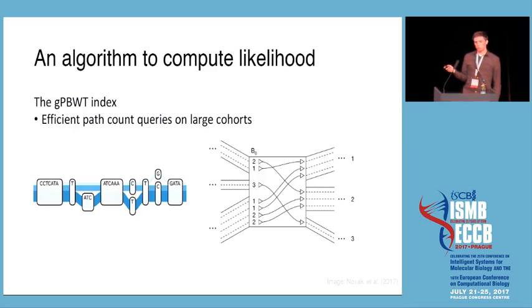It also supports some efficient algorithms. The main one for our purposes today is that it can do subpath counts. What I mean by that is if we have a shorter path that we're interested in, say this one, we can count how many times that occurs as a subpath of all of the cohort paths, and it can do that in a manner that has no dependence on the number of haplotypes that are embedded in the GPBWT.